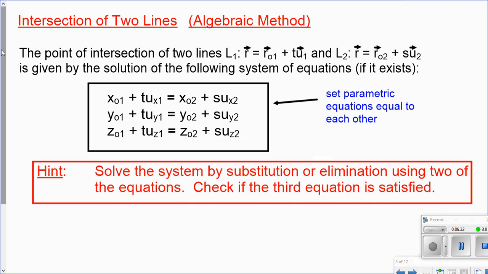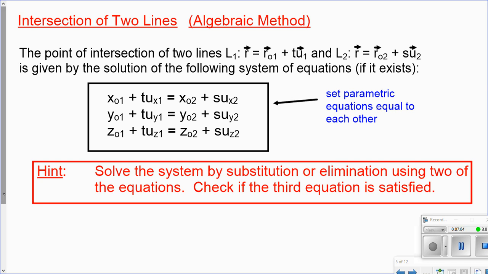Okay, intersection of two lines algebraically. So when we have two lines, we have parametric equations or vector equations, and we set these two lines equal to each other. When I say I set them equal, I'm setting the components equal. I'm setting the x components equal to each other in both of the lines, the y components equal to each other, and then the z components of both of the lines equal to one another. And then we go about solving.